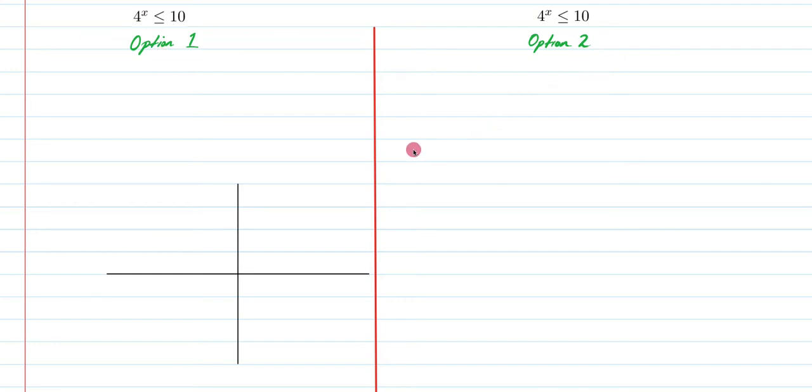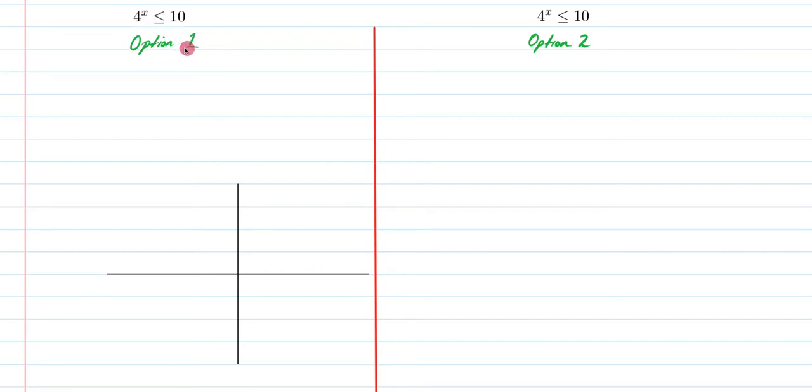At the end of this lesson, you might want to reflect upon which way you found most intuitive and the easiest. So going forward, you can utilize that method, but it's also good just to know both of them as well. So let's get stuck into it. So here we have the inequality of 4 to the x is less than or equal to 10.